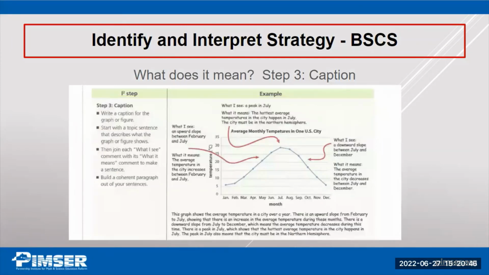In step 3, you put the observations and interpretations into a caption that describes the overall picture that the data is telling. You start with a topic sentence about the figure or graph, and then join the I see and it means statements together to build a coherent paragraph. This activity can be modeled and done with a whole group. Students can learn to do this process in small groups, and then eventually it will help them be able to analyze and interpret data independently.